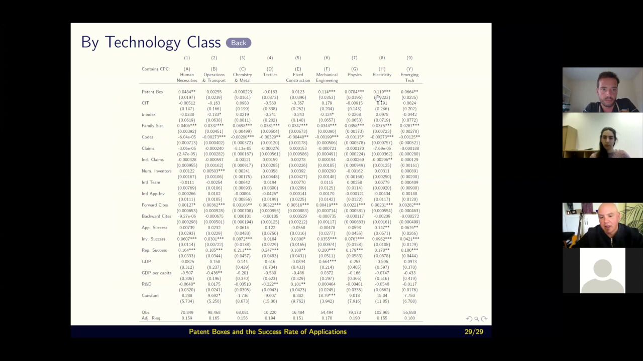So Ryan, one of the co-authors, was actually a patent lawyer before he became my PhD student and I beat him down. So now he's going to go back and be a patent lawyer.